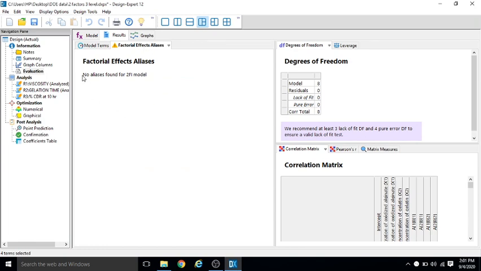And this particular information says no alias is found for the 2FI model. That means the model which the software has selected, that is 2FI, is appropriate and suitable to do optimization of the data which we have entered. Now coming to the analysis part, one by one we can go for the analysis. So the first response is viscosity.